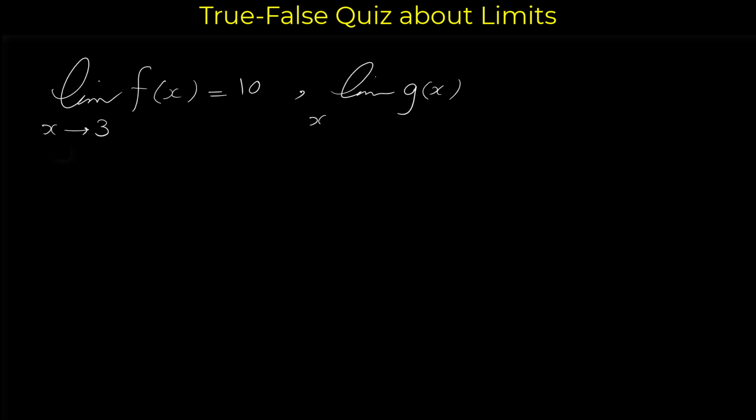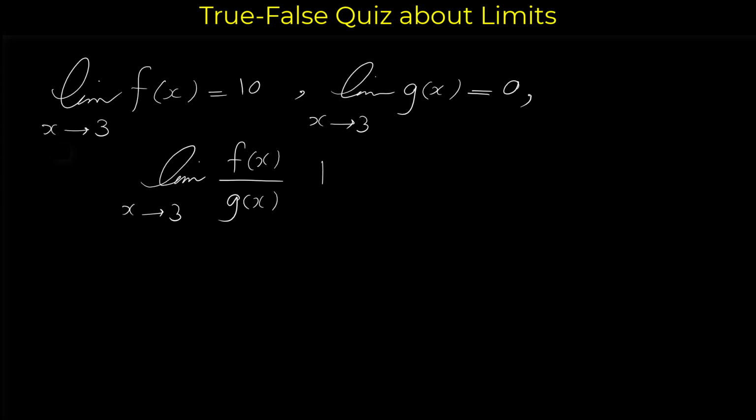The next statement is, if the limit of the function f of x as x approaches 3 is 10 and the limit of the function g of x as x approaches 3 equals 0, then the limit of f of x over g of x as x approaches 3 does not exist.